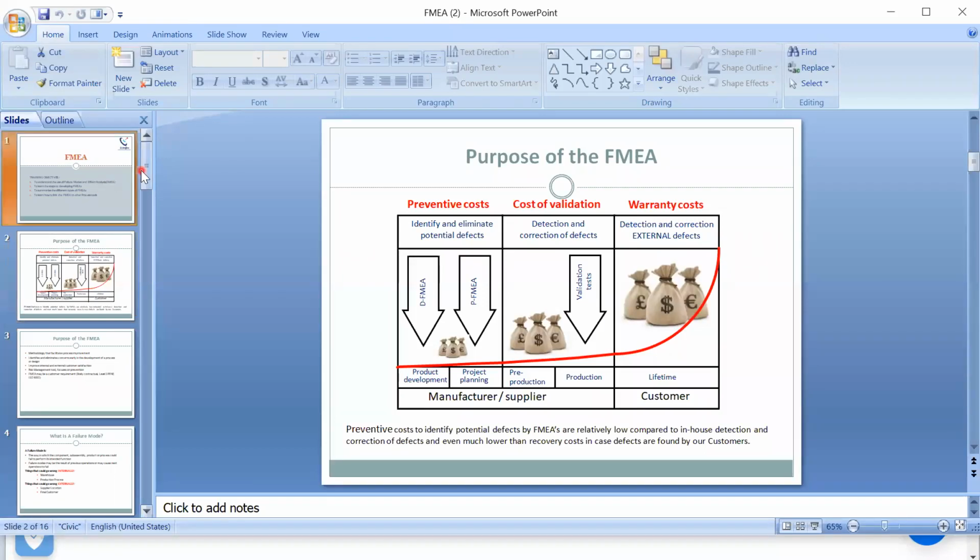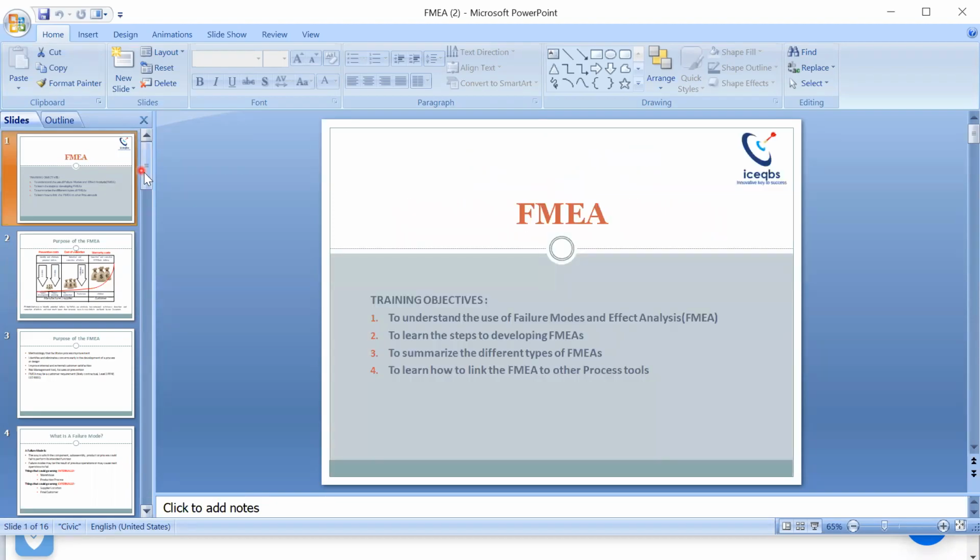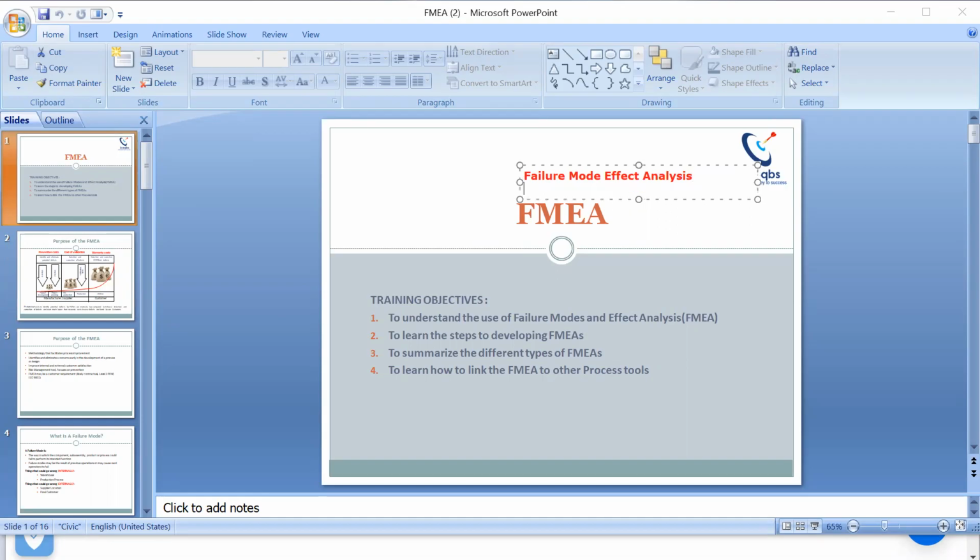Okay, we just move on to the next topic now. That is about the FMEA. So the FMEA expansion is failure mode effect analysis. Failure mode effect analysis. So this is a sort of a risk analysis.